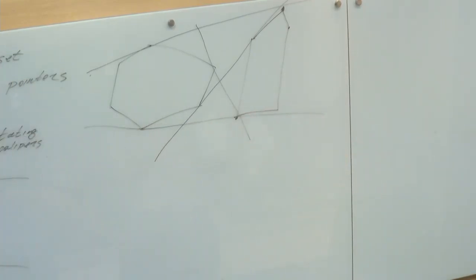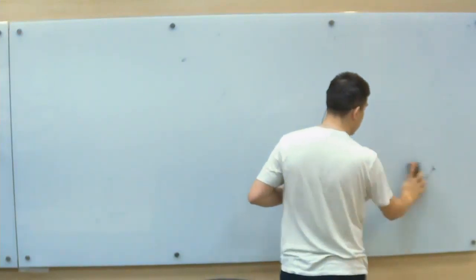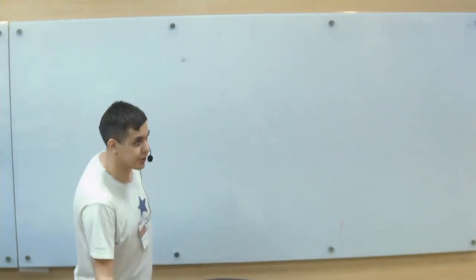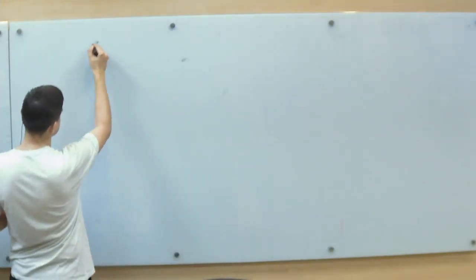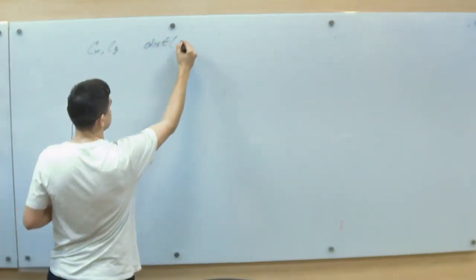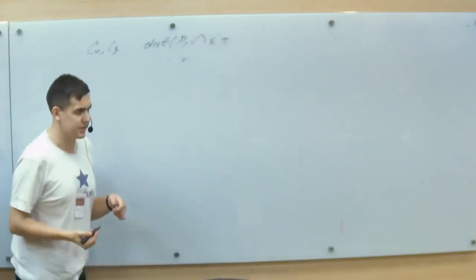Okay, so let's talk about circles. Well, circles appear a lot in geometry. So the circle is, so we have a center and the distance from some point to center that is equal to the radius. This is the circle.